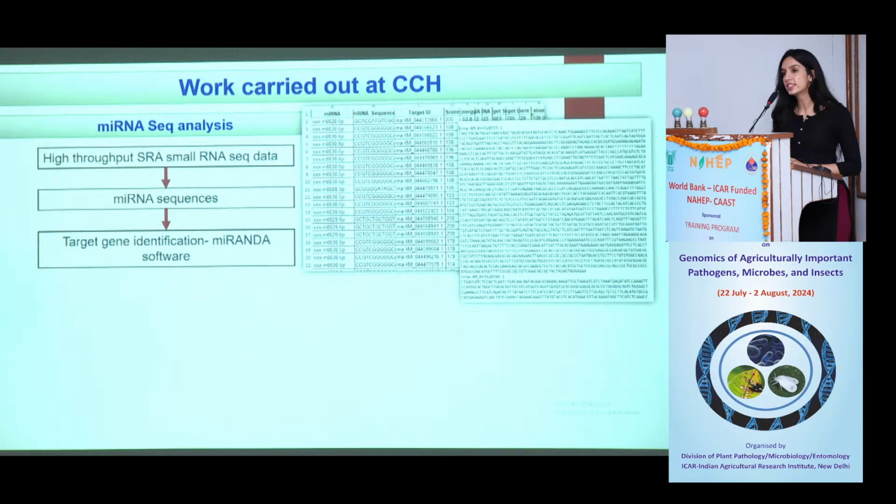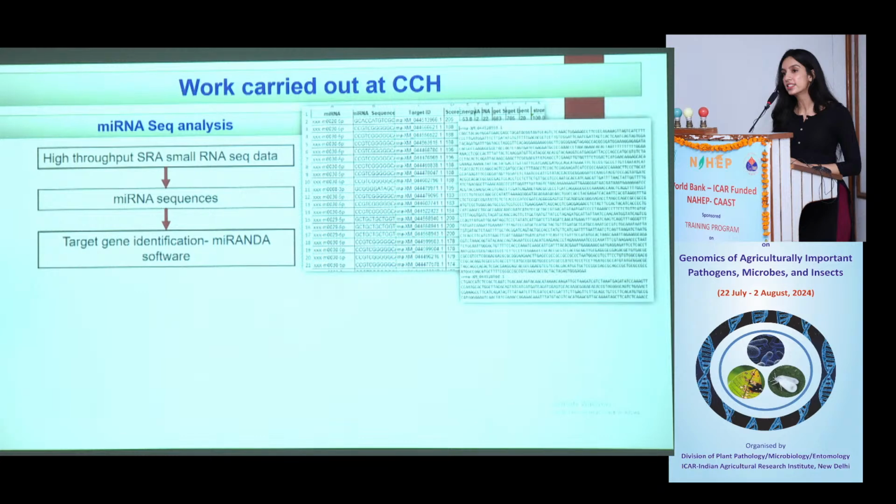mature microRNA sequences. After we have mature microRNA sequences, they can be identified as conserved microRNAs, conserved in the sense that they are present in a variety of plant species, or novel microRNAs, novel in the sense that they are specific to a cultivar or a particular plant species. So we identified many novel microRNAs as well as known microRNAs which are involved in this particular interaction.